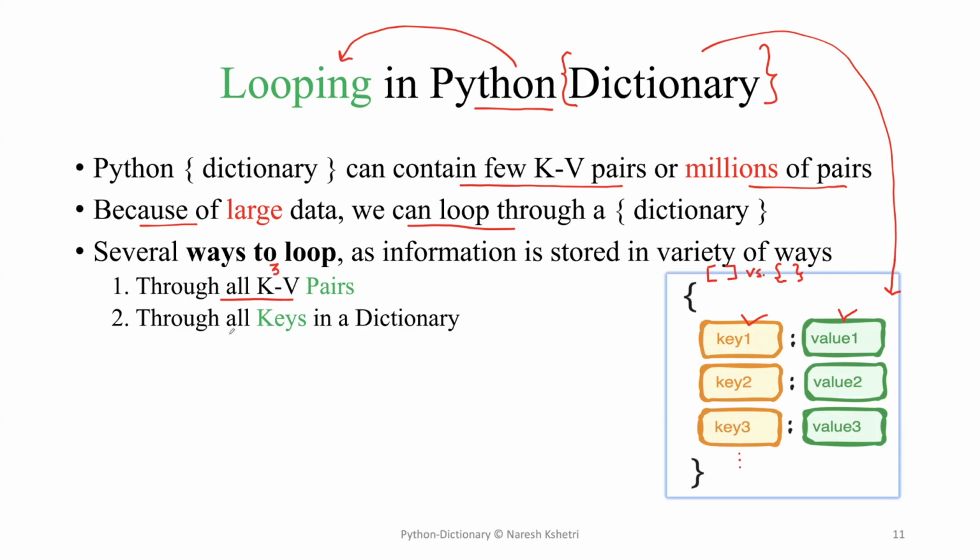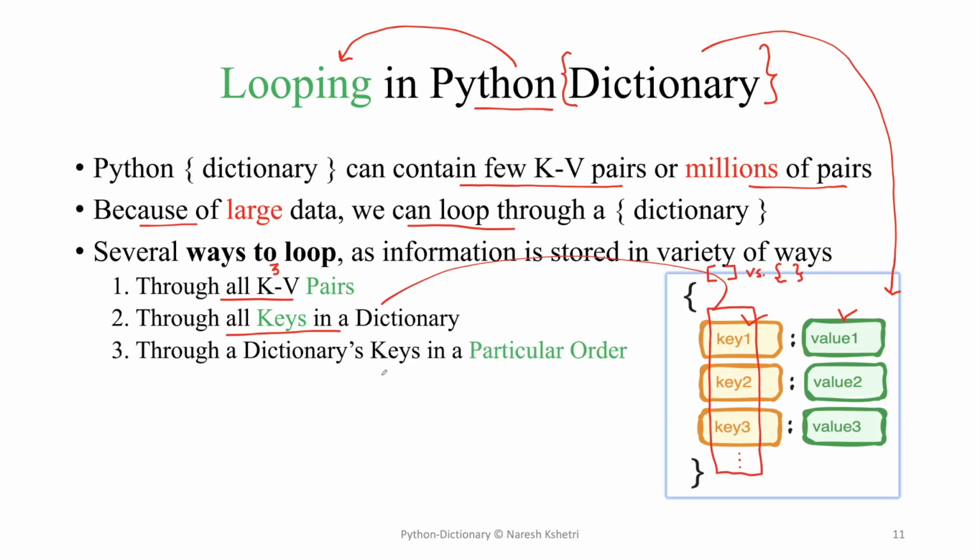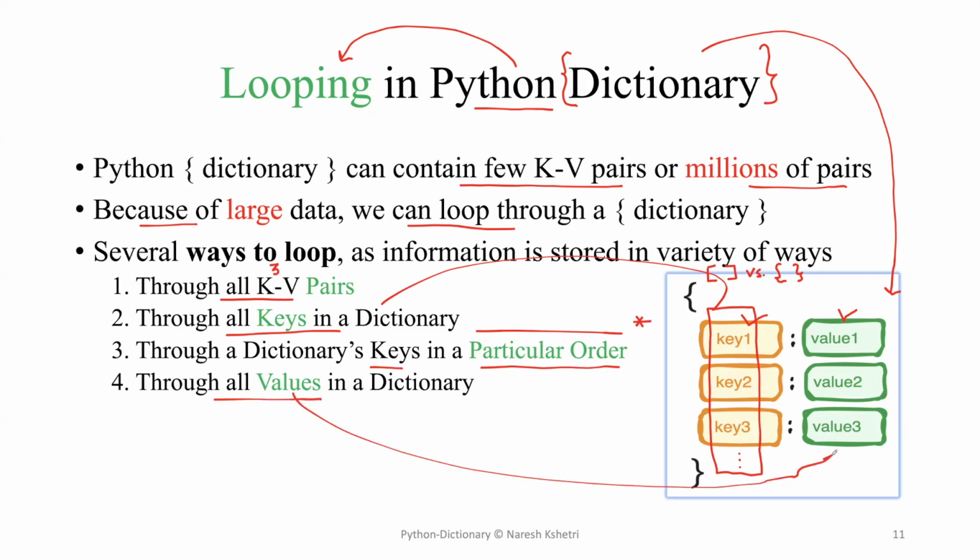The second one, we can loop through all keys in a dictionary. That means looping through all the keys set in the dictionary. The third is looping through the dictionary's keys, but in some particular order. We will see how this order is maintained for looping. Then we can loop through all values also in the dictionary. Instead of the keys, we can loop through the values. We will go one by one.